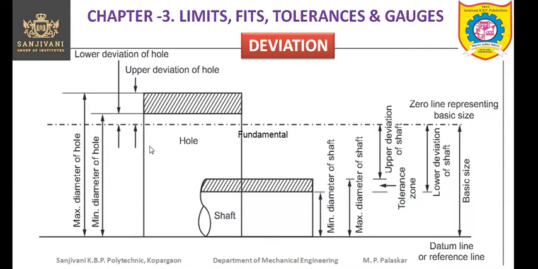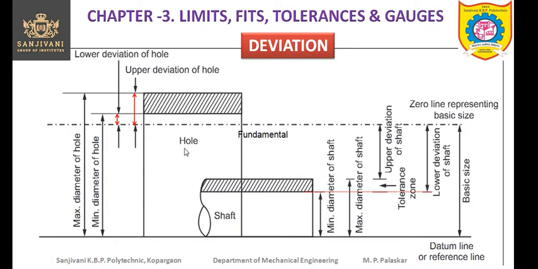So what is the deviation? This is the upper deviation, that means the difference between the basic size and the higher limit. The difference between the higher limit and the basic size is nothing but the upper deviation. And this is the lower deviation, that is the difference between the lower limit and the basic size. So this is the lower deviation, and this is the higher deviation for the hole.